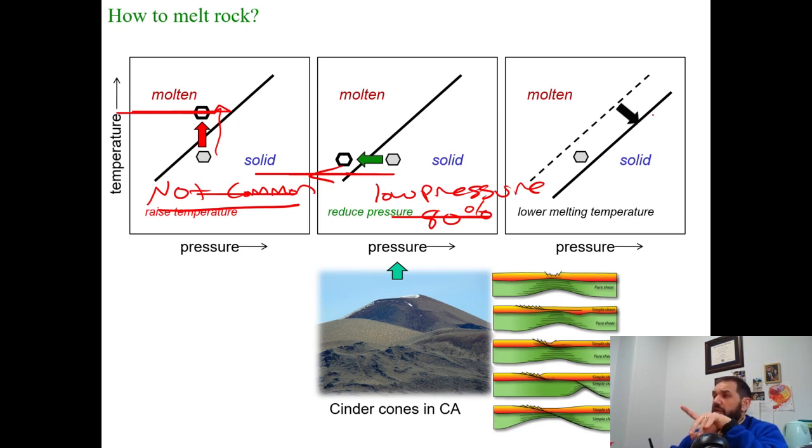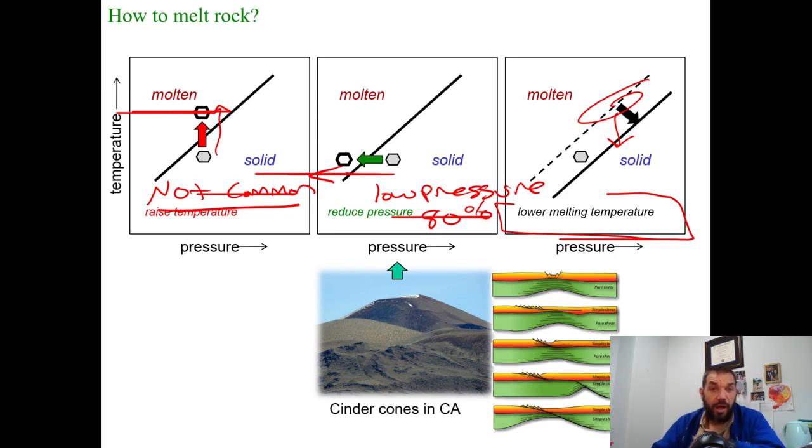Okay. There's also the cheater's way. The cheater's way is you just move the line. You change the melting temperature. You lower the melting temperature. You can do that, for example, with rocks. You could do that easily by just adding water. Adding water to rocks will lower its melting temperature. It will depress the melting temperature, and it'll make the rock easier to melt.